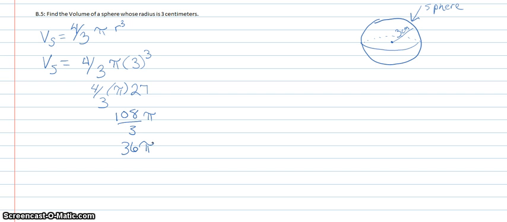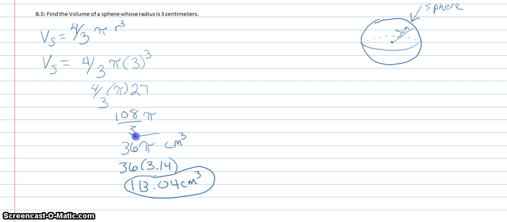Now, you can leave the pi in, and that is a correct answer. And don't forget to label that centimeters cubed. But there are certain times when you might want to multiply that out and fill in 3.14 for the pi. 36 times 3.14 would give us 113.04 centimeters cubed. So both of these answers are correct for the volume of the sphere.